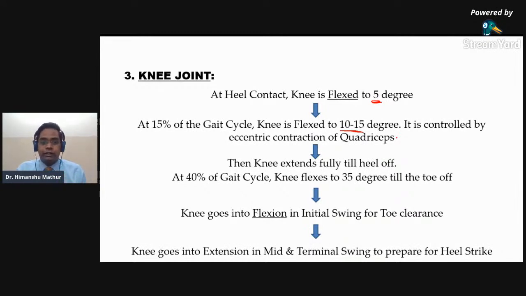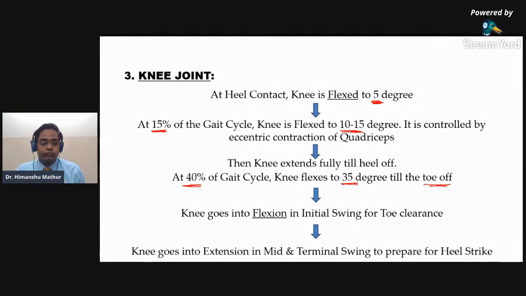So always remember, at heel strike, say 5% of the gait cycle, the knee is flexed to somewhat 5 degrees. And at 15% of the gait cycle, the knee is flexed to somewhere 10 to 15 degrees. All right, then the knee extends fully till the heel off, and at 40% of the gait cycle, the knee flexes again to say 35 degrees till the toe off. So it is the point where you have done your heel off and you are preparing to go for the toe off. Between the heel off and toe off also, your knee is flexed to 35 degrees.